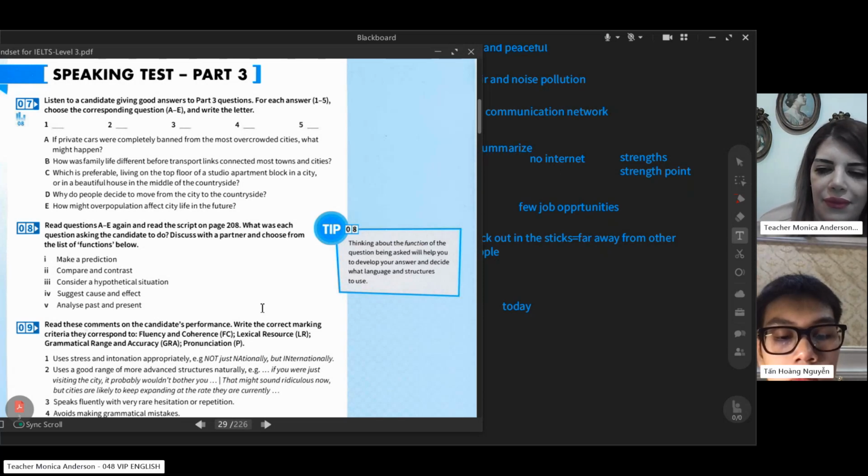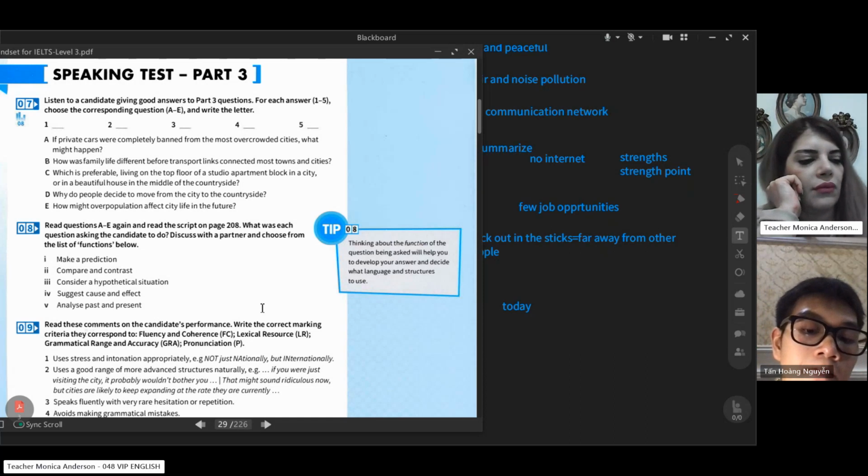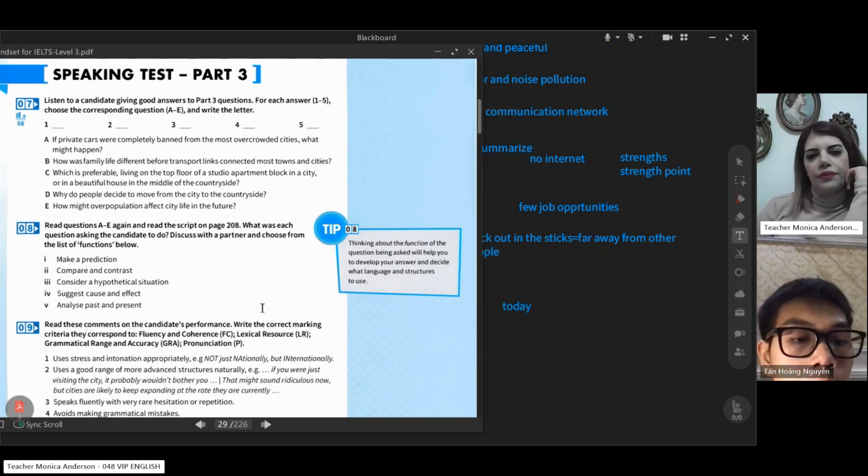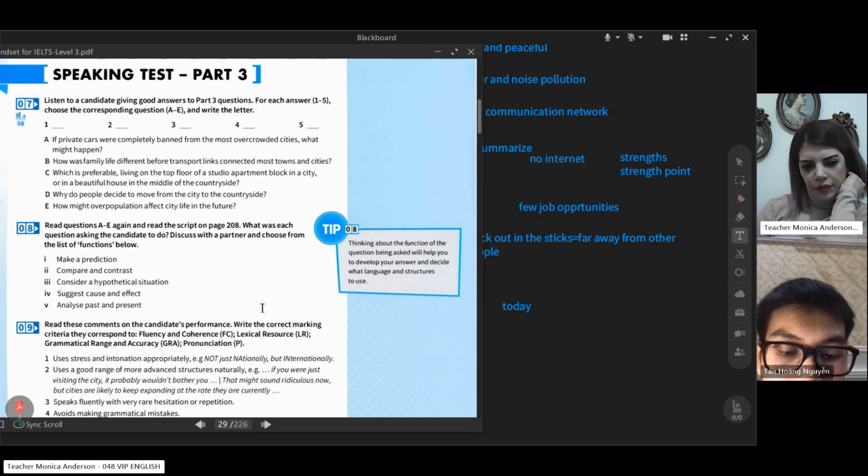Answer 2. Well, one possibility that I can foresee is that buildings will keep getting taller and taller. This has been going on for some time, all over the world, and so many people now are moving to the city. Unless this changes, we're going to need more and more homes for everyone. We might even see a 500-story skyscraper one day. That might sound ridiculous now, but cities are likely to keep expanding at the rate they are currently. So there will be no other option that I can think of.